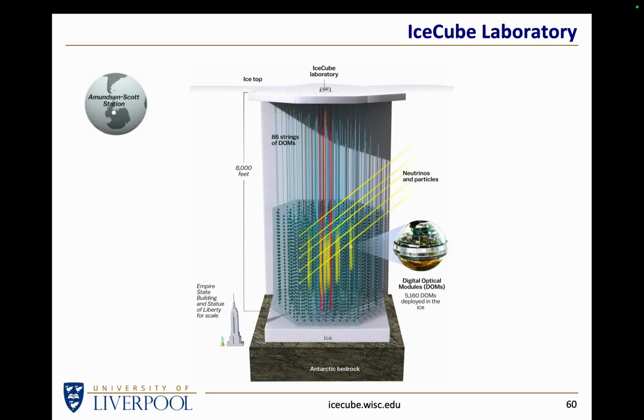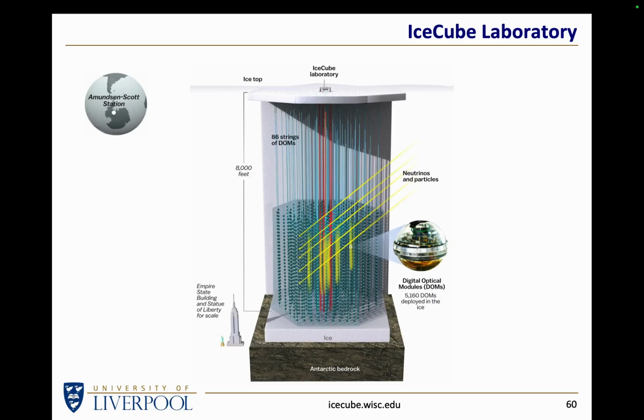They have instrumented it by drilling into the ice and putting loads of photodetectors, which look like transparent footballs here, into the ice to instrument a large cube of ice, roughly 1 kilometer across, 1 kilometer deep. So it's a 1 kilometer cubed ice cube, which is why it's called the IceCube Laboratory.